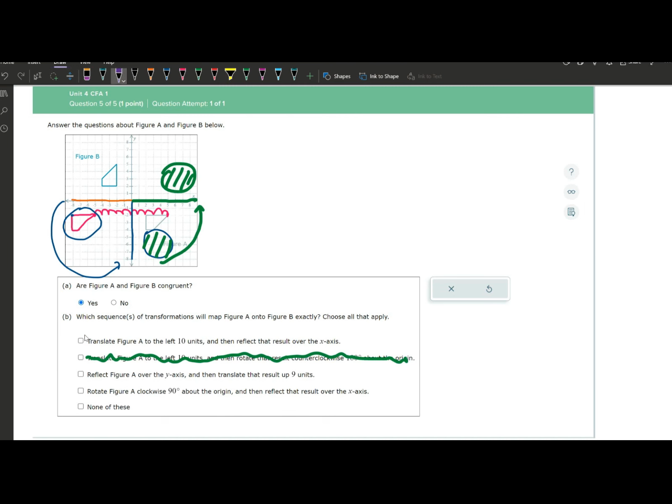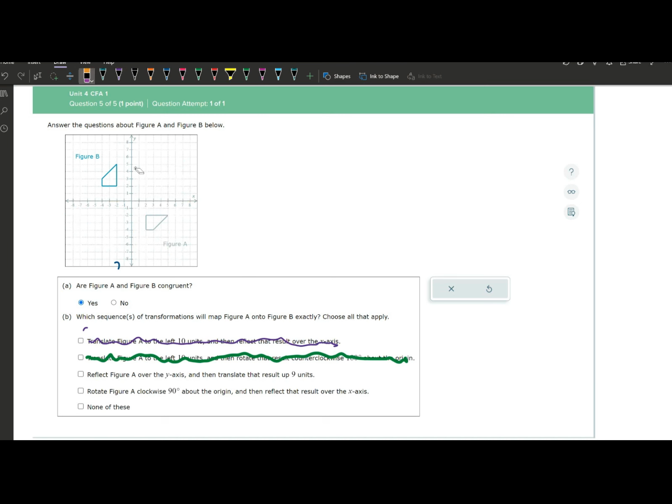Okay. Now next one, reflect figure A over the y-axis. So there's something else. I'm going to erase all of it. Reflect figure A over the y-axis. So here's my y-axis. Reflect it over. So this point is 2 units away from the mirror. It reflects 2 units to the other side. Same thing here. Okay, so we have something like this.